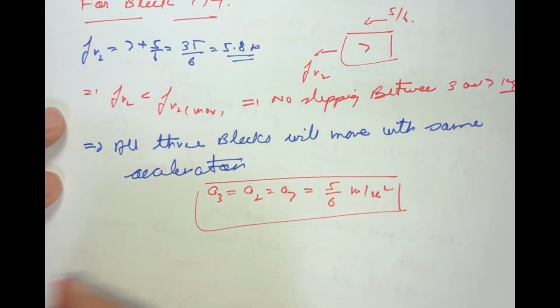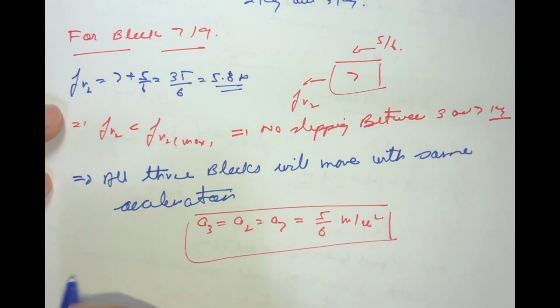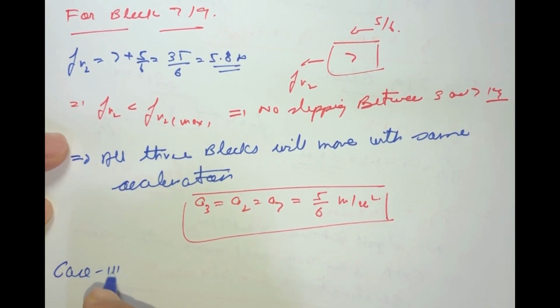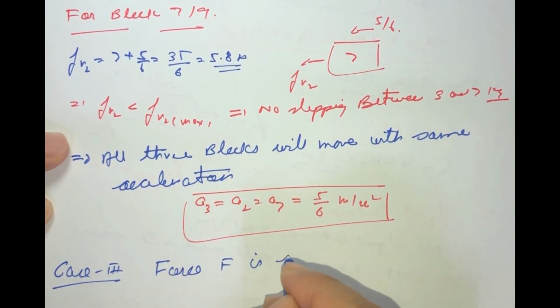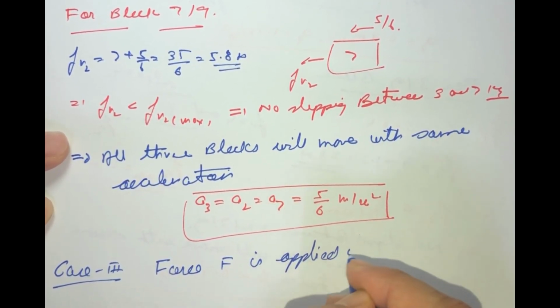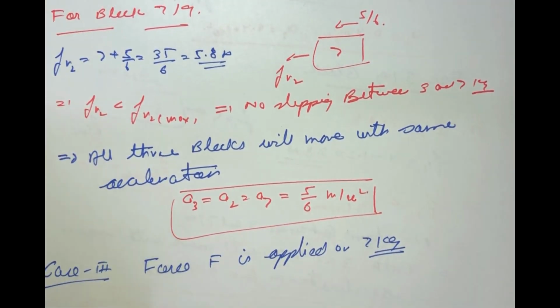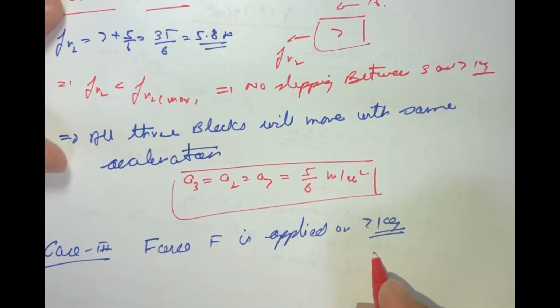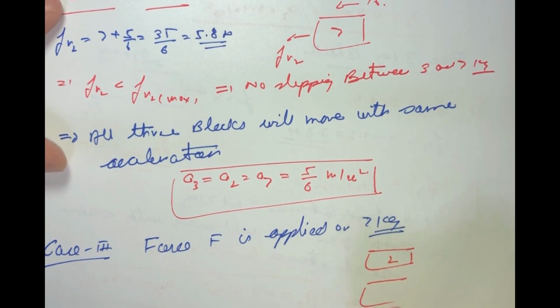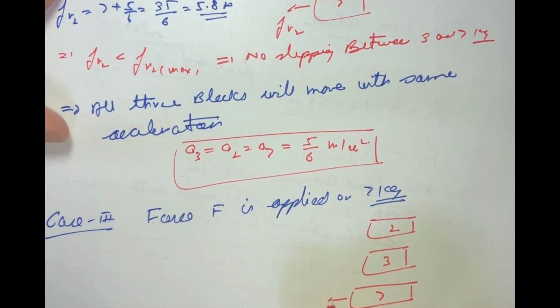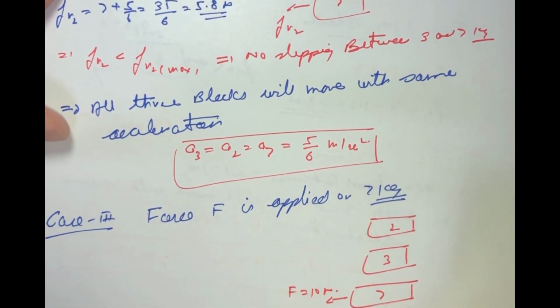And let us consider case 3. Case 3 is when force is being applied on the 7 kg block. So we have case 3, force F is applied on 7 kg. Let us draw the various forces. So this is 2 kg, 3 kg, and this is over 7 kg. And force is being applied on this, F is equal to 10 Newton.